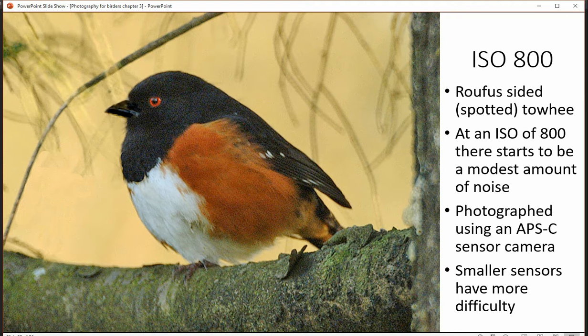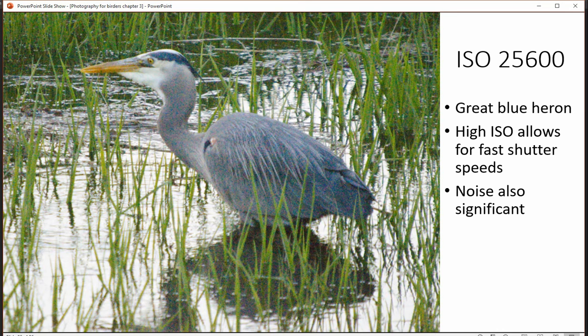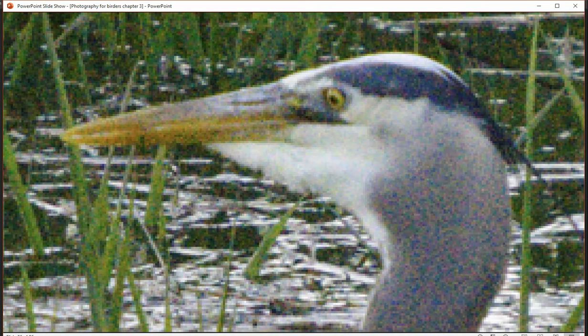This is another dark-eyed junco shooting at spotted towhee, used to be called rufous-sided towhee, and at an ISO 800 it is starting to show a moderate amount of noise. This is a slightly older camera, so the technology isn't quite the same as it is today, but it really gives you a good idea of what's going on with noise. You can see here how the pixels are all very strange, and when we zoom in on this spot, it's like, wow, look at that. So that's color noise.